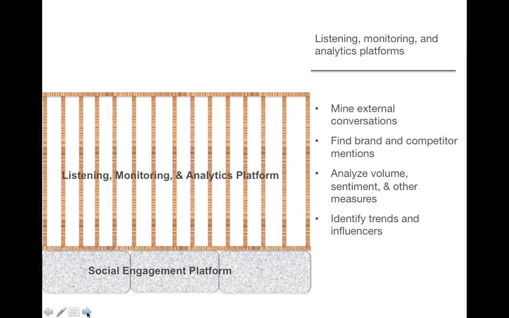Some of the better platforms get in there. They'll analyze the volume, the sentiment, and other measures and really put together some decent performance metrics. And we're not going to really talk about a performance architecture today, but it's really about going out there and analyzing that volume and sentiment, really understanding how well your social media efforts are performing. Are you meeting the expectations? Where can you make adjustments? What kind of content is going to help you make that adjustment?